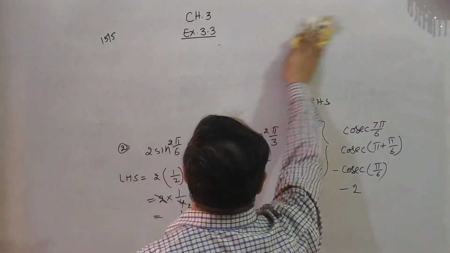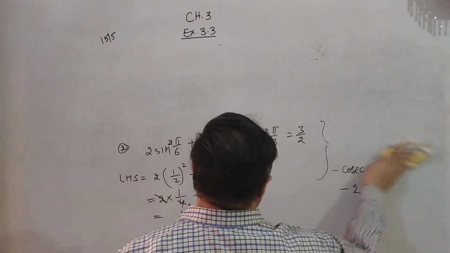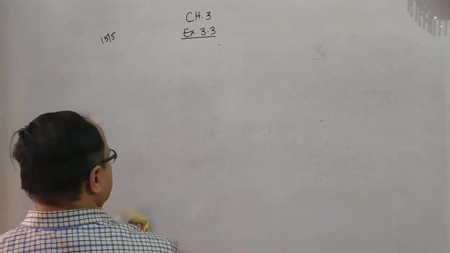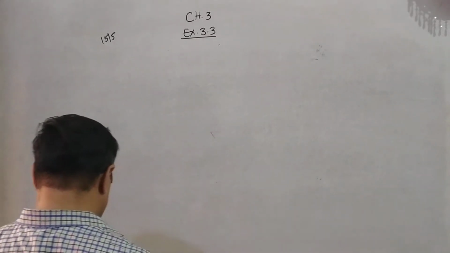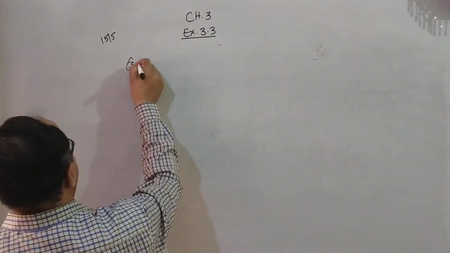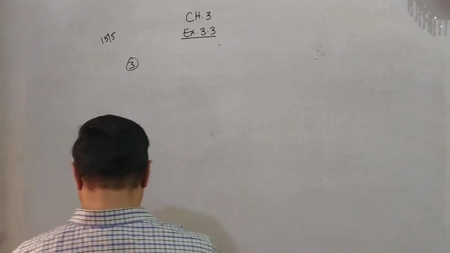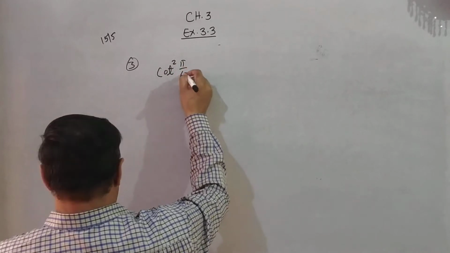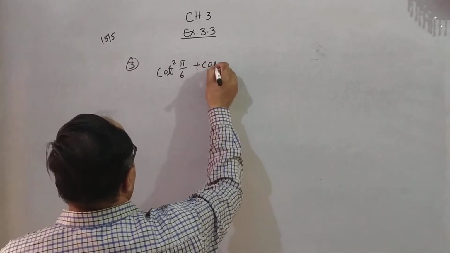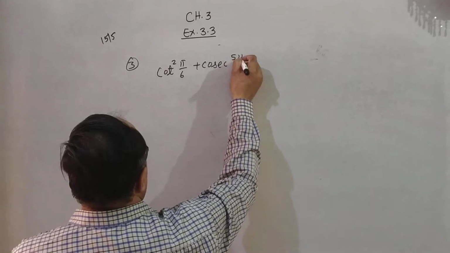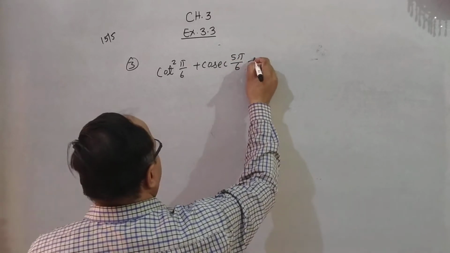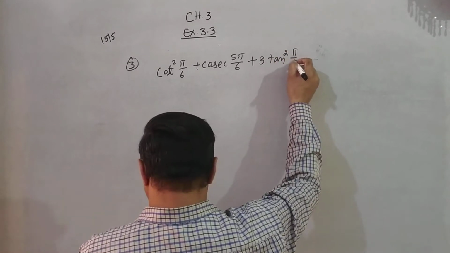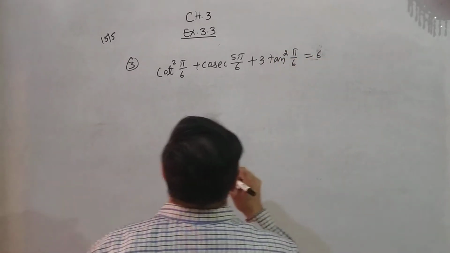Question number 3. Cot square pi by 6 plus cosec 5 pi by 6 plus 3 tan square pi by 6 is equal to 6.